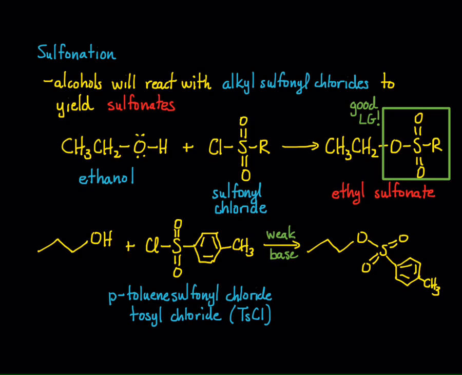Now, again, oftentimes that's a lot to write. So we will take this whole thing right here, that leaving group, and we'll abbreviate it like this. We'll simply write OTs. So instead of oxygen attached to the sulfur with the two oxygens and the toluene, I'm just going to write OTs. And we call that a tosylate.